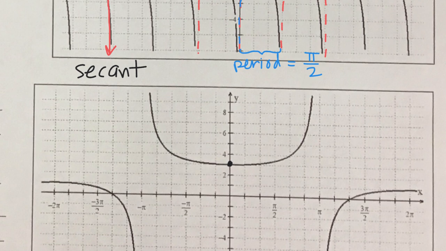Okay, so let's identify where are the asymptotes. The asymptotes are in between your u's.